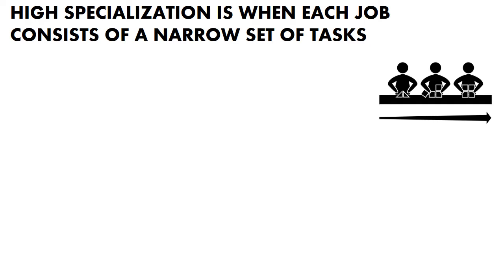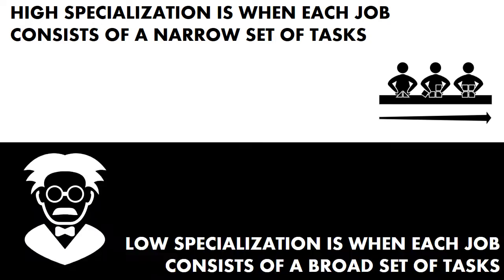So high specialization is when each job consists of a narrow set of tasks. And the perfect example of this is an assembly line, where you take something like building a car and break it up into 1,000 different tasks, and each person does one of those tasks, like screwing in a screw. A person will just sit there and screw in the same screw all day, every day. That is specialization. You're doing the same task over and over again.